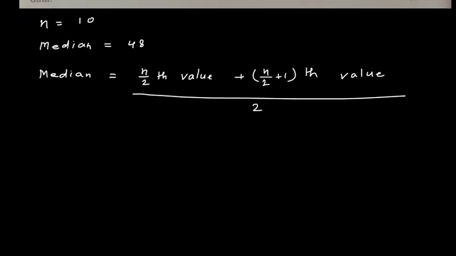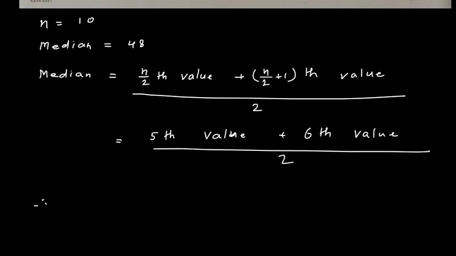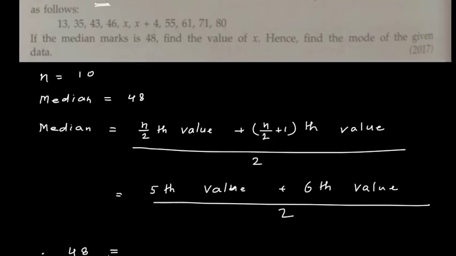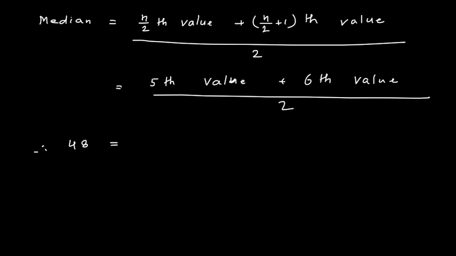So your n is 10, 10 divided by 2 is the 5th value. So this is the 5th value plus the 6th value, and this whole divided by 2. Now the value of median is given as 48, so I will write 48 is equal to the 5th value plus the 6th value, divided by 2. Here 1, 2, 3, 4, 5, the 5th value is X. And the next value we have seen is X plus 4. So X plus X plus 4, divided by 2. This is 2X plus 4, whole divided by 2.